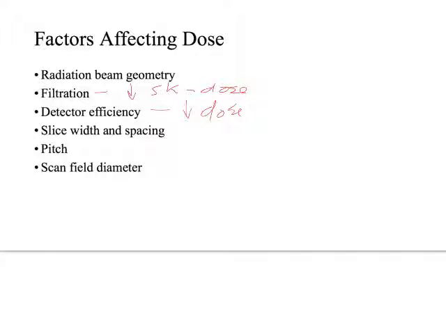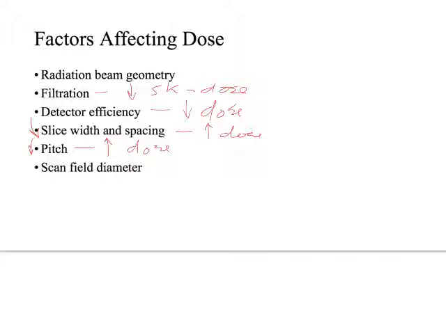Slice width and spacing. We've talked about how pitch has an impact on patient dose. So this is related to slice width and spacing also, that as we have smaller slices, and they're spaced closer and closer together, we would expect as these slice widths and spacing decrease, we would expect to see dose increase. As the slice width decreases, dose would increase. Pitch also has the same kind of inverse relationship. So as the pitch decreases, the dose increases because we're moving less far as we're scanning, so we would see that dose increase.